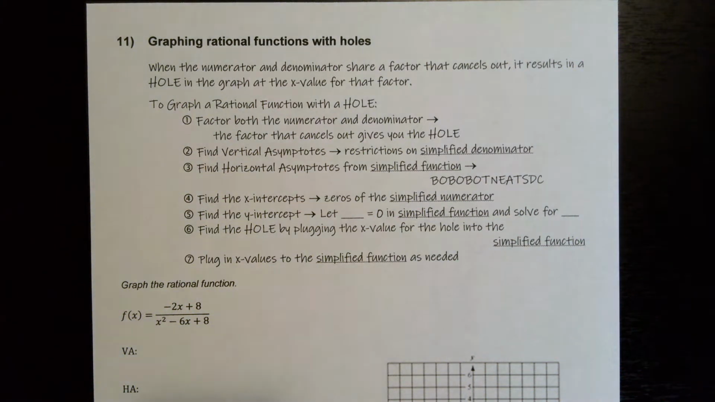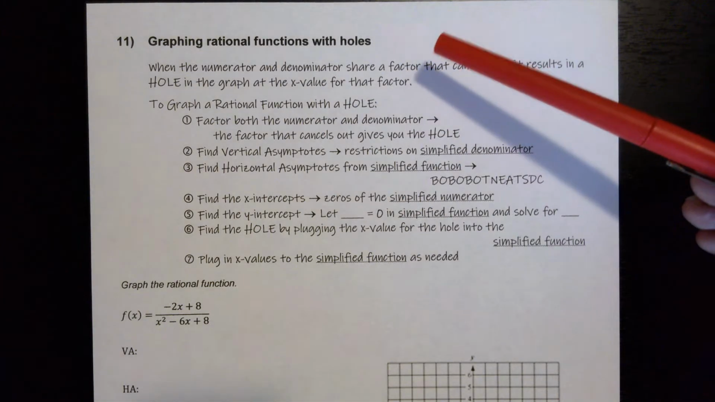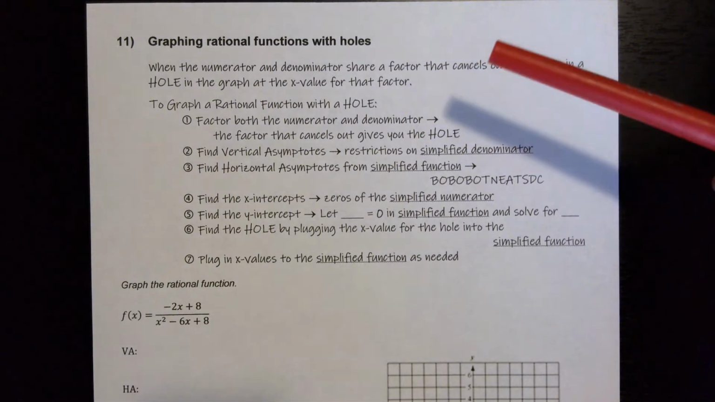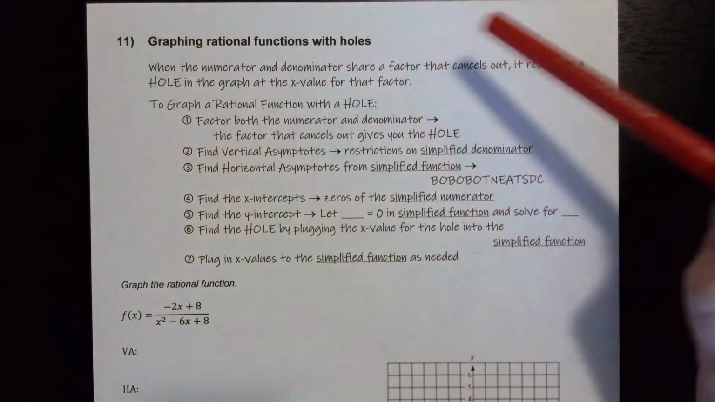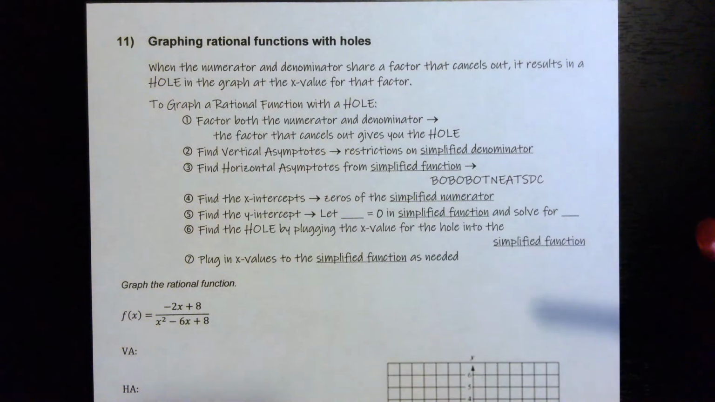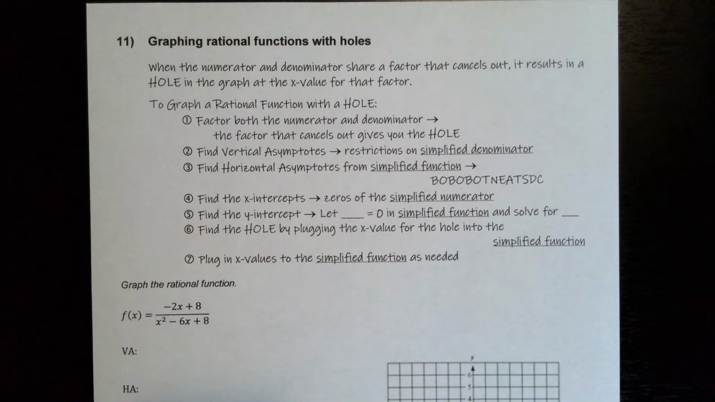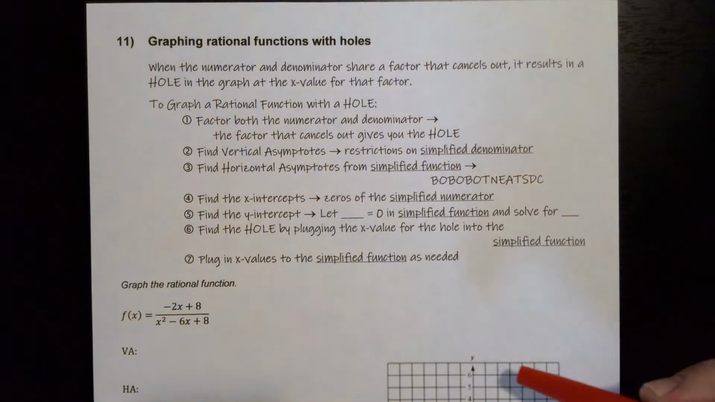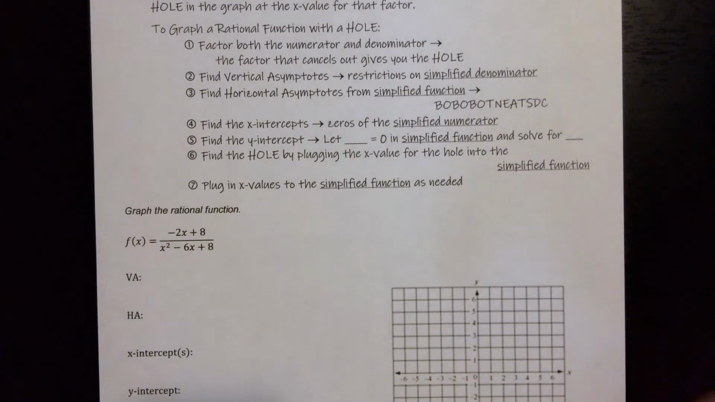In this video, we're going to be talking about graphing rational functions with holes. When the numerator and denominator share a factor, something like x plus 2, and it cancels out because it's on the top and bottom, that's what creates a hole in the graph. Instead of there being an asymptote there, since it gets canceled out, it's just a spot in the graph that doesn't exist instead of a line that it can't cross, which would be an asymptote.